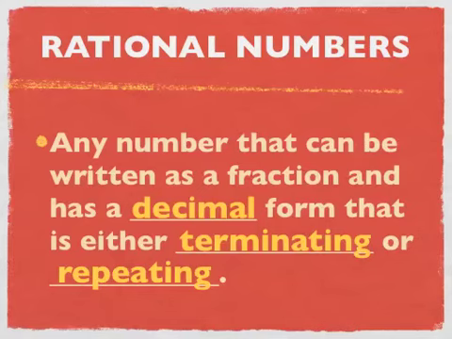1/3 gives you 0.333333, and you can keep going on and on forever. If you remember bar notation, that way we can write 0.3, and we draw a horizontal line over 3, which means that 3 is going to keep repeating on and on forever. Those would be examples of rational numbers.